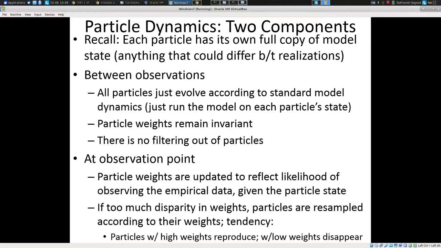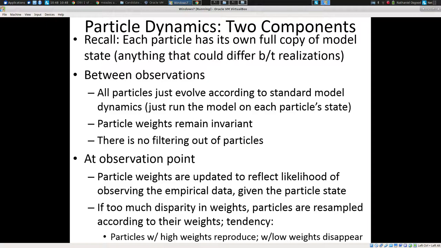At observation points is where the other action happens. Before that, it's just like the model's being run with 1,000 particles, with 1,000 layers, each trundling along in its own solitude of a way, blissfully unaware of the others. Between observations. At the time of the observation, now there's the rub. That's when things start to happen.